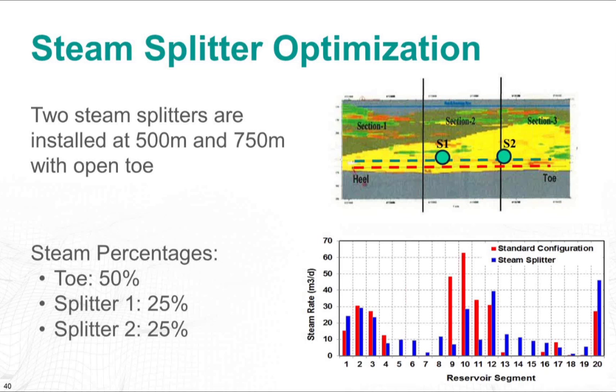As we can imagine, with the standard configuration, steam is injected more in some locations and very little in other locations. Whereas by using a steam splitter, we are able to distribute this much better.